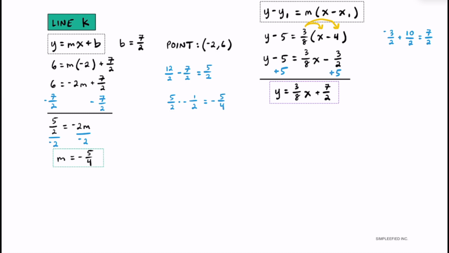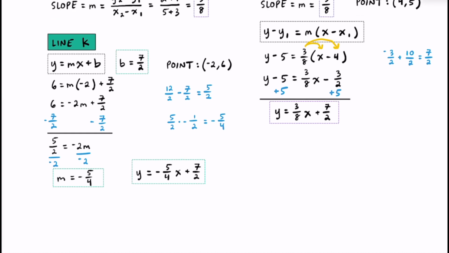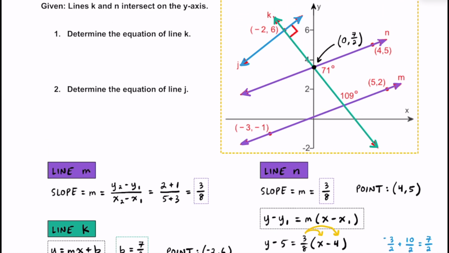So now we have the slope for line k, and we know the y-intercept for line k because it's the same y-intercept as line n over there. So we can write our final equation in slope-intercept form of y is equal to -5/4 x plus 7/2. This would be the equation for line k. All right, so let's go ahead and just plop that down on our solution. And so that's the equation for line k.